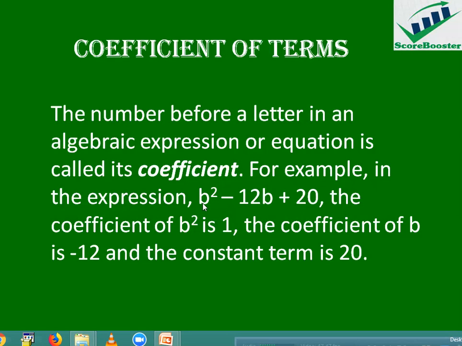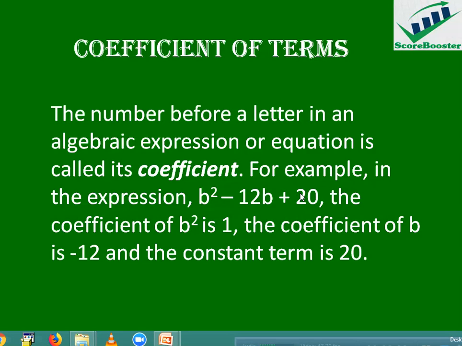If you have a letter like this, it means 1 is preceding it, because 1 multiplied by a number will give that number. That's why they do not bother to write the 1 here. 1 multiplied by b squared will give b squared. That's why they write ordinary b squared. So you can write it as 1b squared minus 12b plus 20. So the coefficient of b squared, that is the number before b squared, is 1. The coefficient of b, you carry it together with the sign in front of it, minus 12.